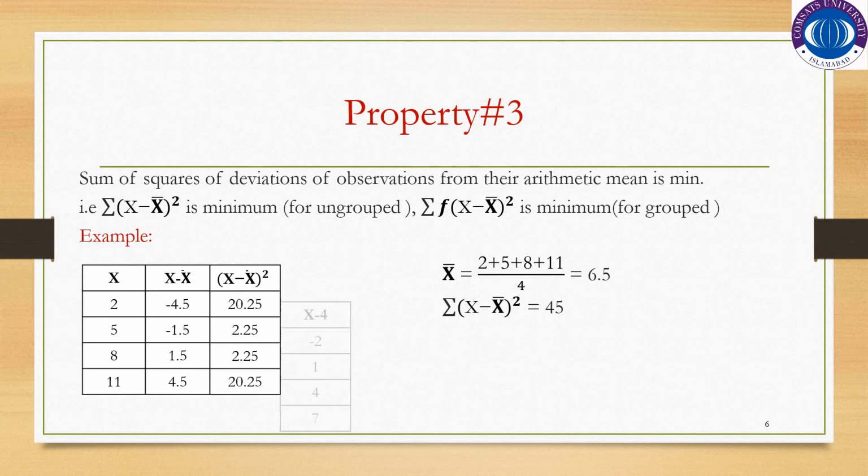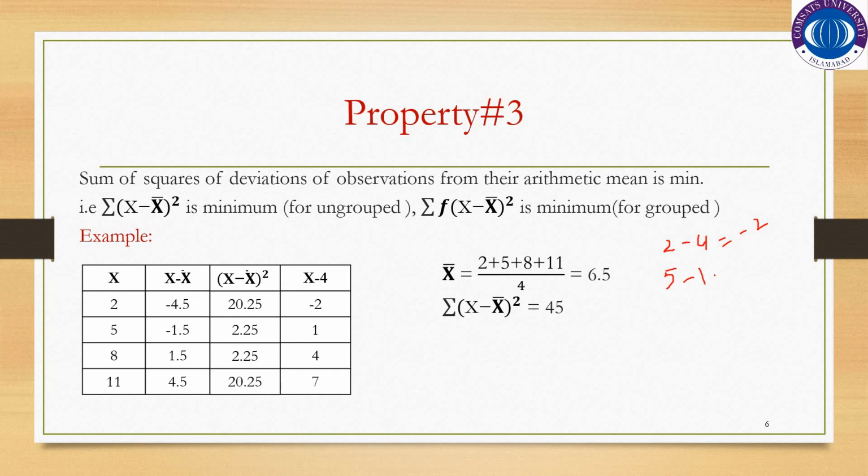So what we will do, we take an arbitrary value that is 4 and take the deviations from the observations as we have done in the previous. 2 minus 4 is equal to minus 2. 5 minus 4 is equal to 1 and so on. This is the column of x minus 4.